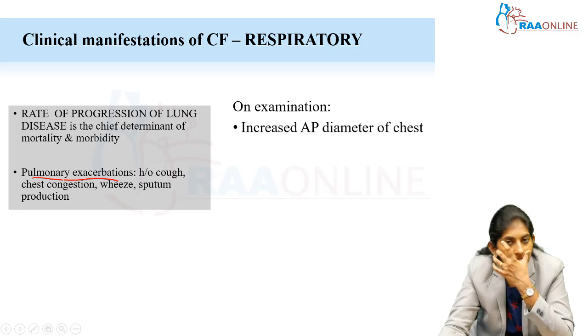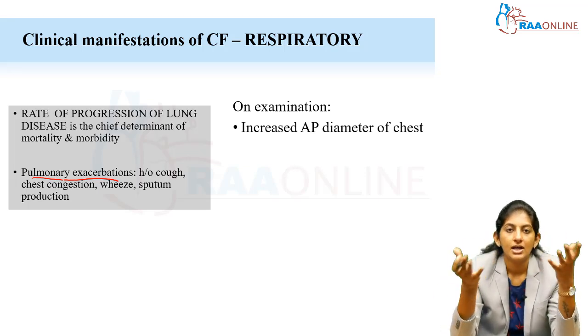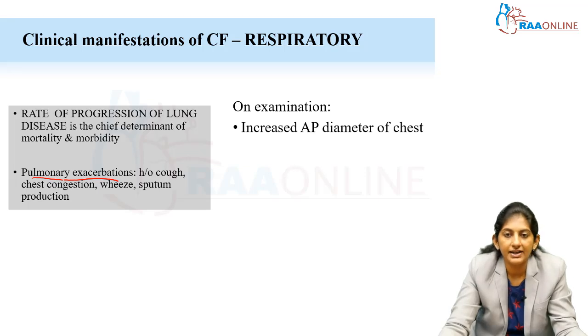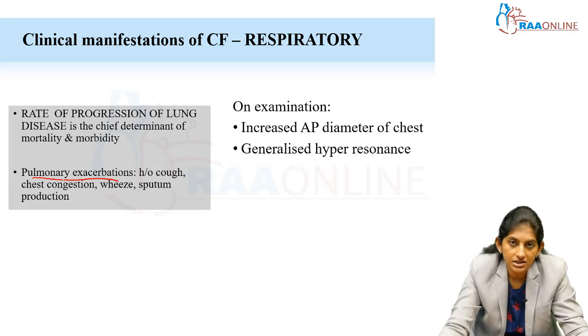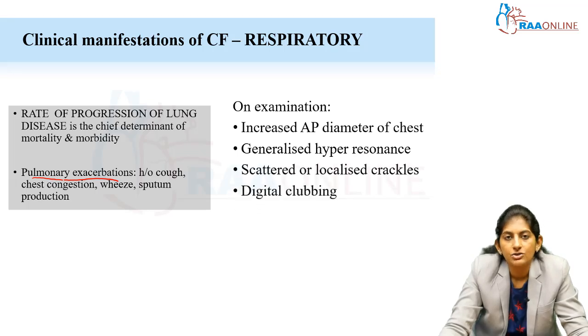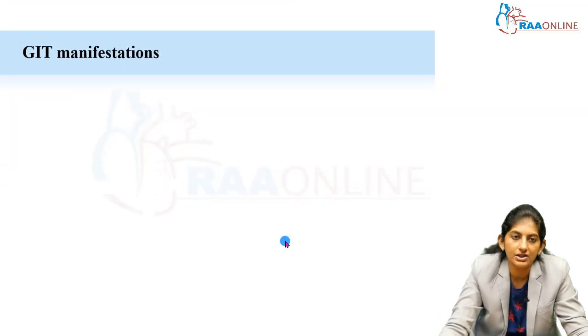On examination, cystic fibrosis patients will have an increased AP diameter of the chest because of the hyperinflation. Like a bronchiolitis child, the AP diameter will be expanded. There will be generalized hyperresonance, and there can be crackles. Because it is a suppurative lung disease with bronchiectasis, patients can have clubbing, pallor, and there can be wheeze. Cyanosis is of course a late complication in these children.